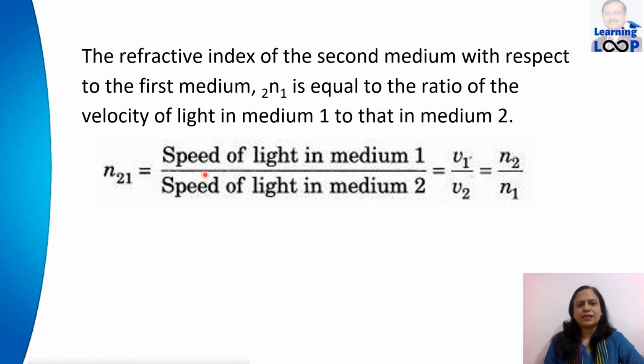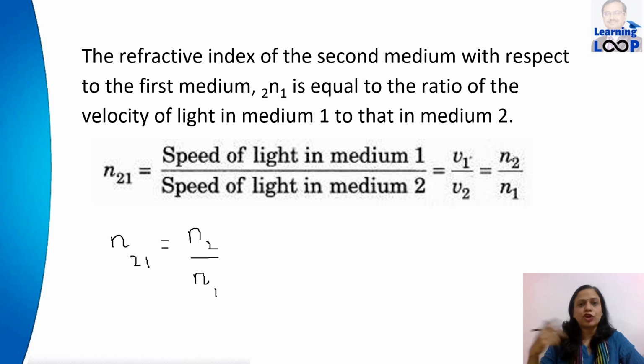One way is speed of light in medium 1 divided by speed of light in medium 2, or it could be the refractive index of medium 2 with respect to refractive index of medium 1. It is very easy to remember this: refractive index of medium 2 with respect to medium 1 is refractive index of medium 2 divided by the refractive index of medium 1. It is simple. What comes before goes in the numerator, what comes after goes in the denominator. Remember, this is for refractive index.